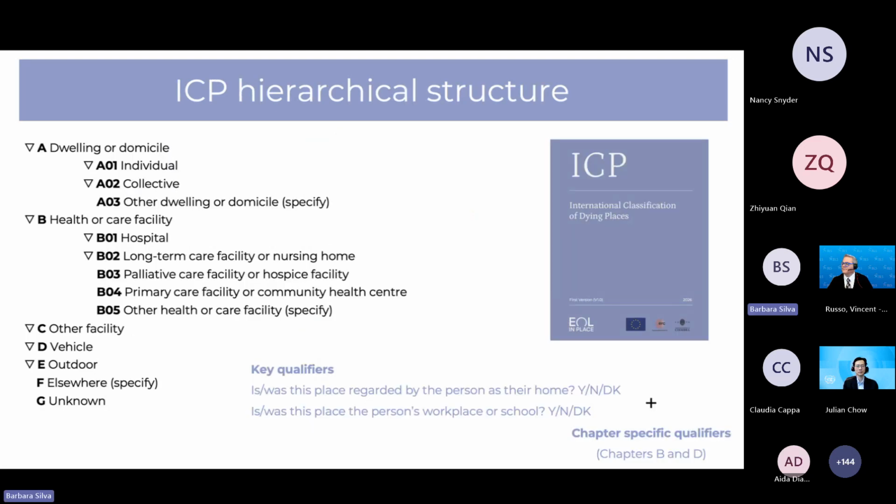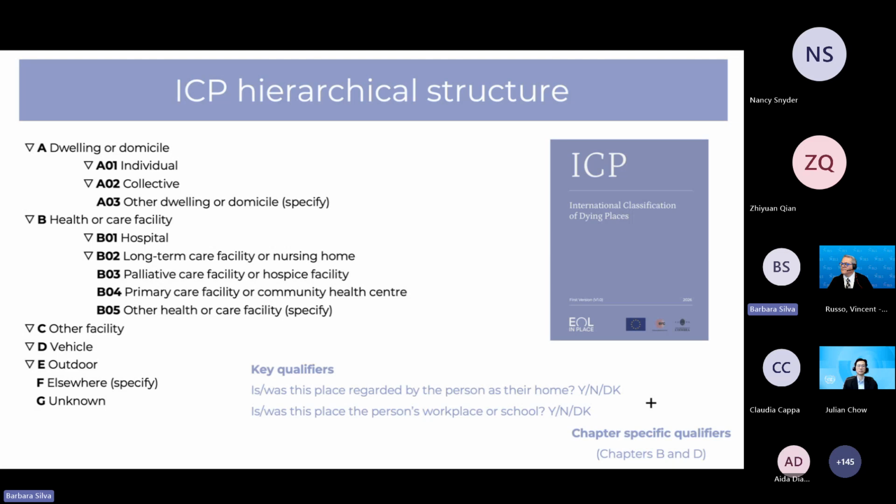The ICP has a hierarchical structure. It includes 7 chapters: dwelling or domicile, health or care facility, other facility, vehicle, outdoor, and 2 residual chapters, which are called elsewhere and unknown. And each of the chapters, with the exception of the residuals, have then subcategories, and some subcategories are further specified in subcategories as well.